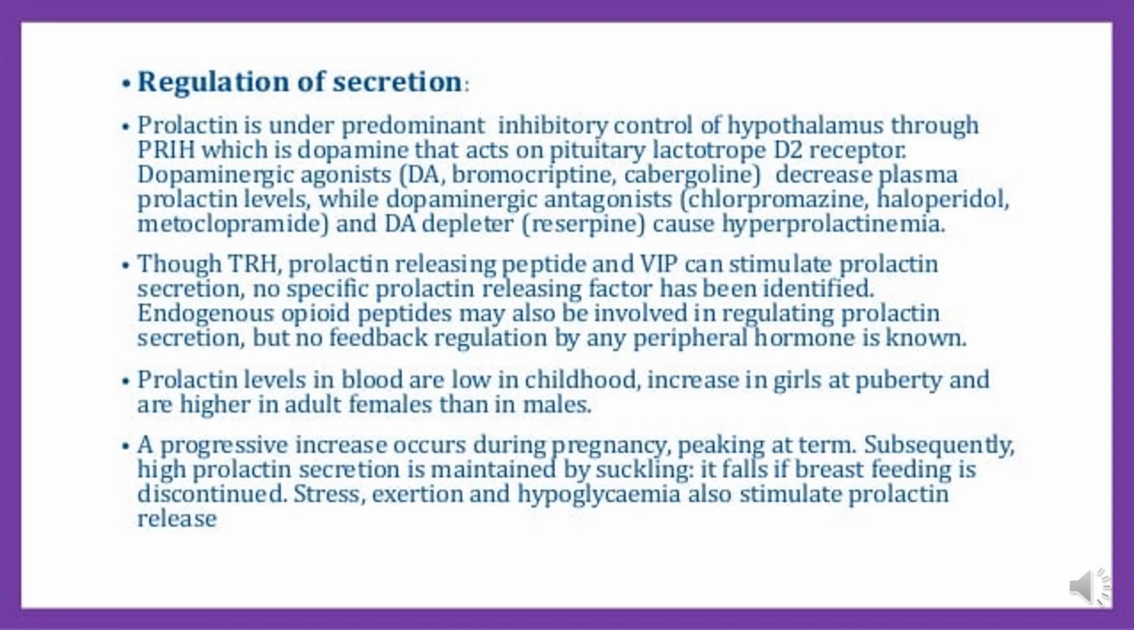Though TRH, prolactin releasing peptide and VIP can stimulate prolactin secretion, no specific prolactin releasing factor has been identified so far. Prolactin levels in blood are low in childhood, increase in girls at puberty, and are higher in adult females than in males. A progressive increase occurs at the time of pregnancy, peaking at term.